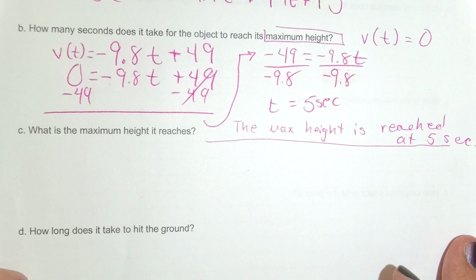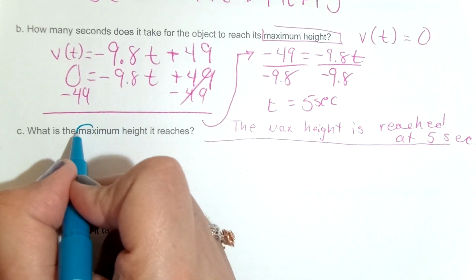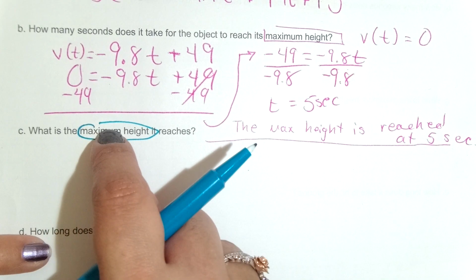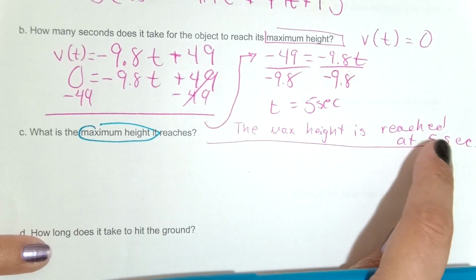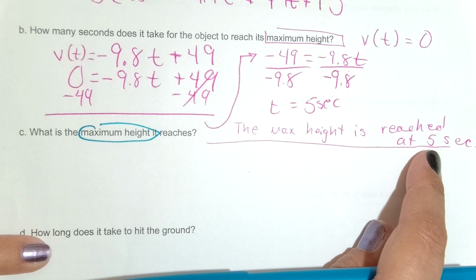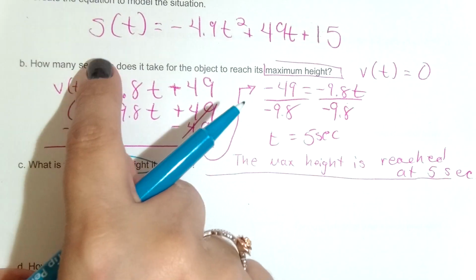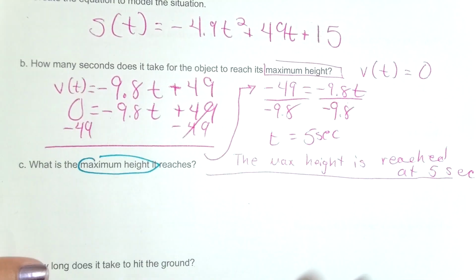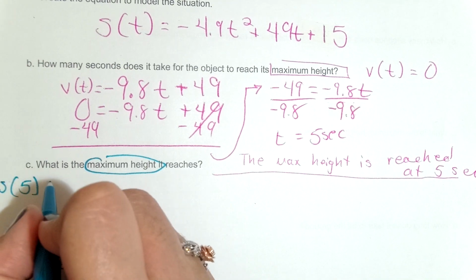Good? Okay. Next part is asking me for the maximum height. So we have the time it reaches. Now we're looking for the maximum height. Looking back at the notes that I gave you, what am I going to need to do with this 5? Substitute it into the original equation, S of t, because this gives me height or distance. So S of 5. Can you see? Am I off screen?